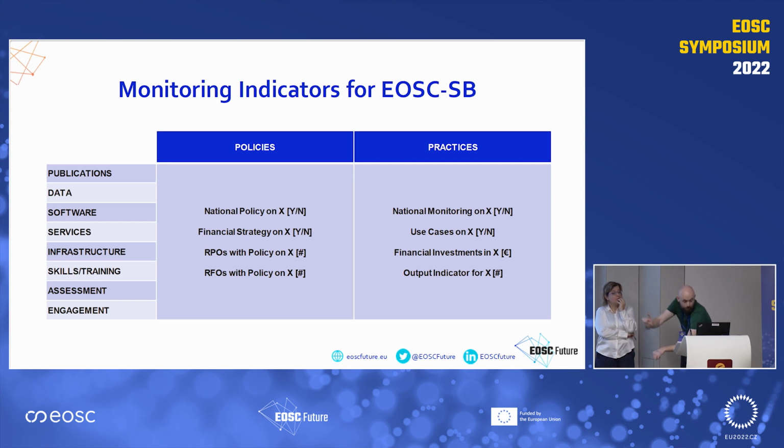How many RPOs have a policy on this? And then into practices, are you monitoring this nationally? All of the categories. Do you have a use case? And then they fill in more information there, so Thomas's catalogue gets bigger. How much are you investing in all of this individually or not? And what are the specific output indicators like FAIR data sets, publications, software sets, services, repositories, and so forth.